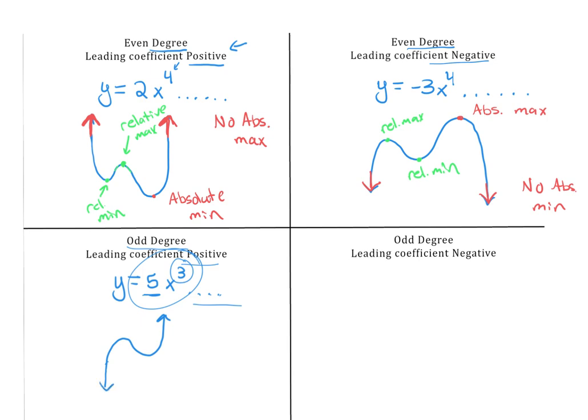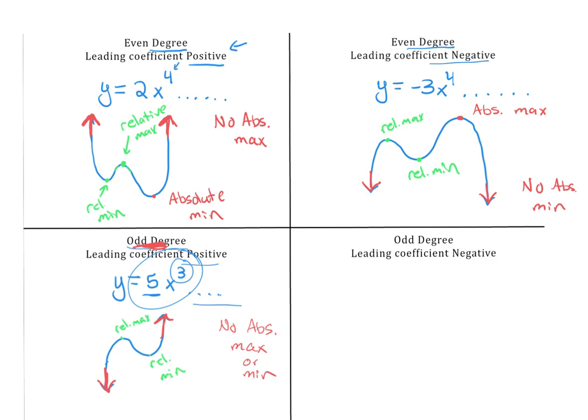So all of a sudden, when we have an odd degree, our arrows are in opposite directions, and there is no absolute max or min. And then here we would have a relative max and a relative min.